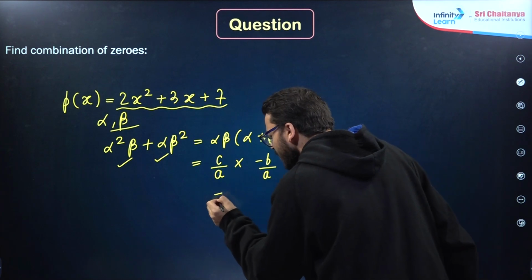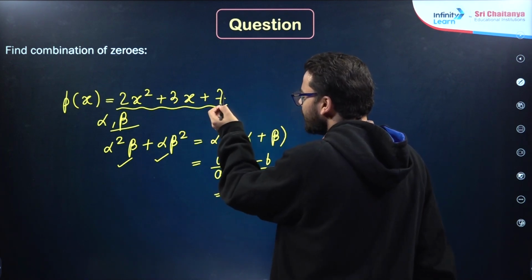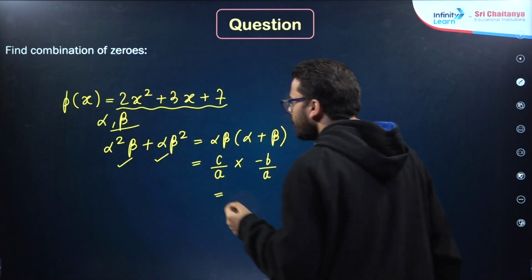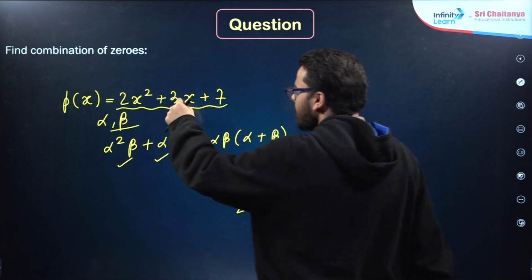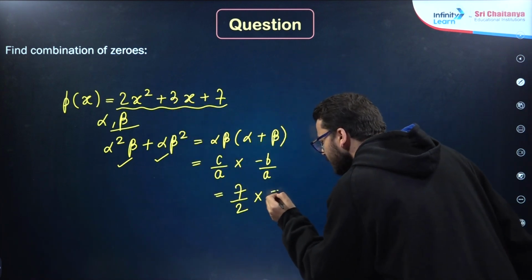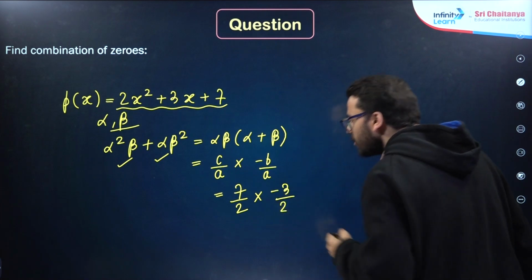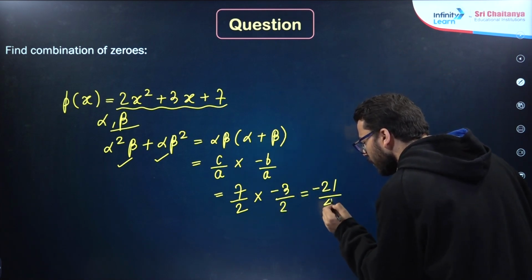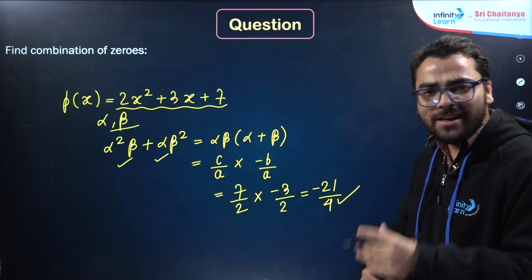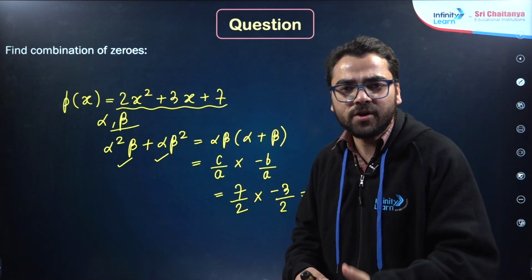Now c by a is what? Constant term divided by coefficient of x square. So that is 7 by 2, and then b is the coefficient of x. So minus 3, and a is the coefficient of x square. So that is equal to minus 21 upon 4. So this is the answer. In the same manner, they can ask other expressions as well.